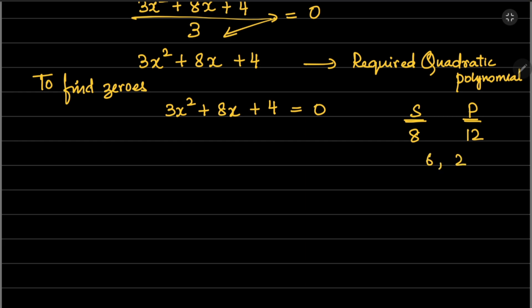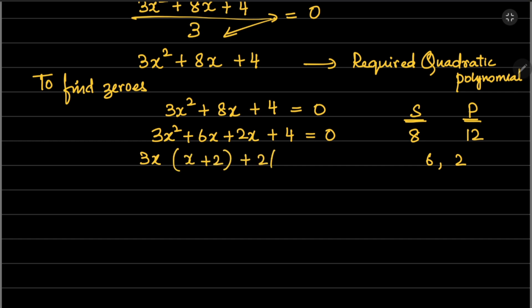We can immediately think of 6 and 2: 6 times 2 is 12, 6 plus 2 is 8. So these are the factors. So the middle term 8x will be written as 6x plus 2x plus 4 equal to 0. Take 3x common out, so you will have x plus 2. Again take 2 common out, you will have x plus 2. What is common? x plus 2 is common. So you can take x plus 2 common, and what remains is 3x plus 2 equal to 0.